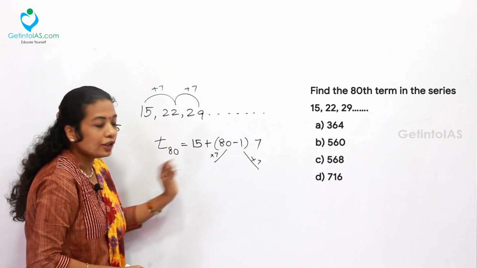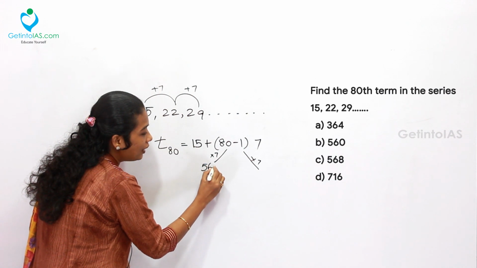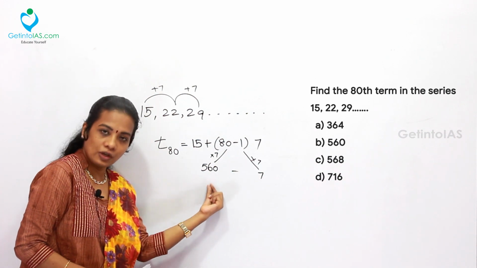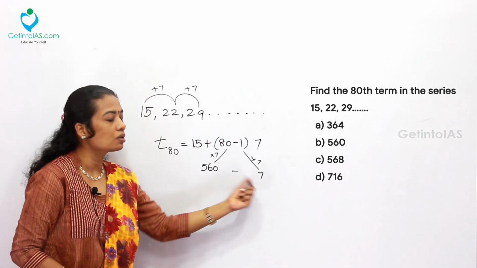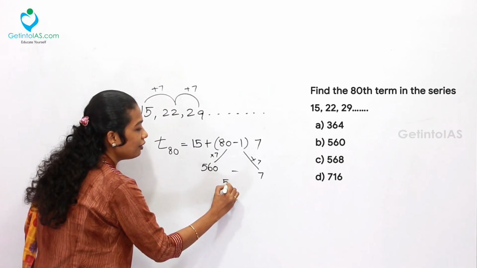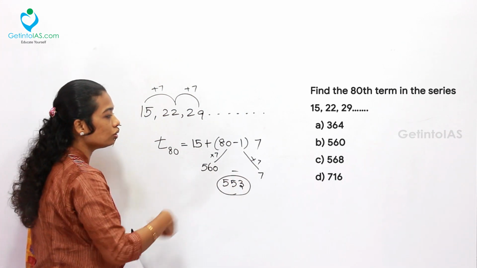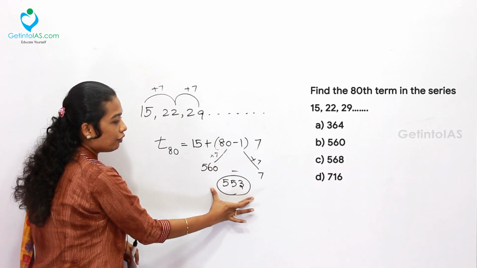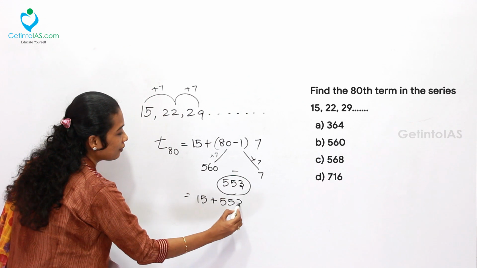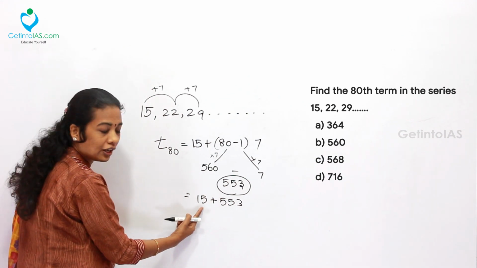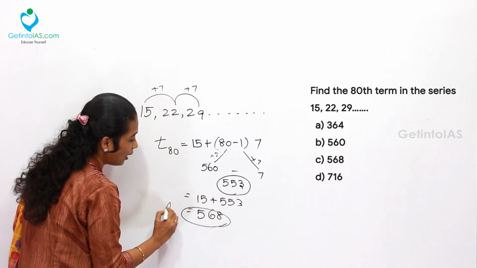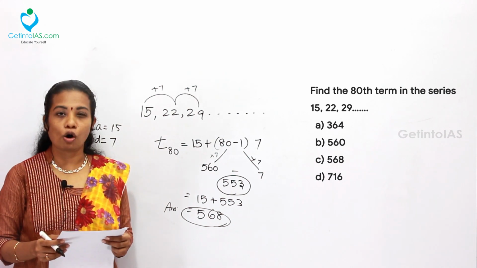Separately you can do it. What is 80 into 7? 8 into 7 is 56, everyone knows. So 80 into 7 is 560. 1 into 7 is 7. Minus symbol here, so simply you can subtract. This will become very easy. Why? Because this is a rounded number and this is a single digit number. 560 minus 7 is going to be 553. So, the term (80 minus 1) into 7 is 553. The next step, 15 plus 553. Simply, that is the answer. So, 553 plus 5 is 558, plus 10 is 568. That is the answer for this question, which is given in option C.